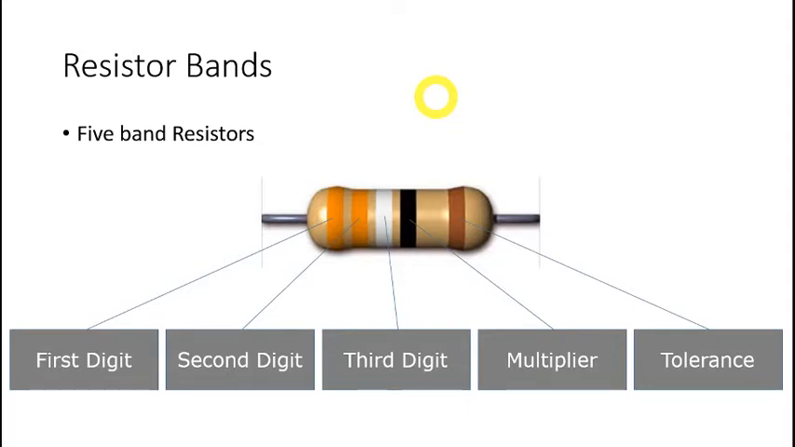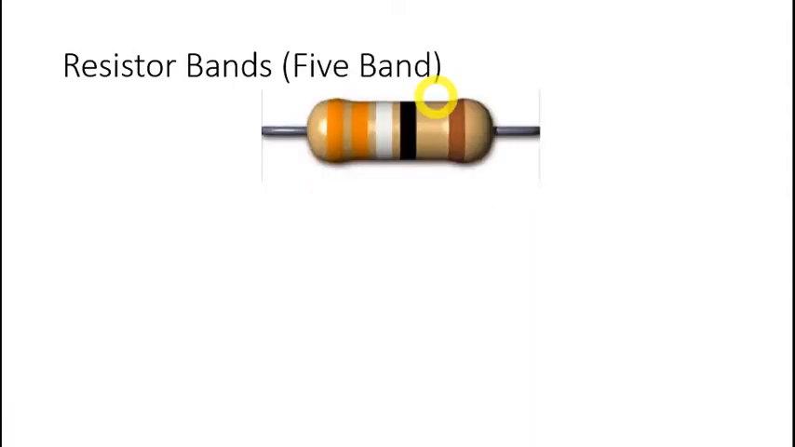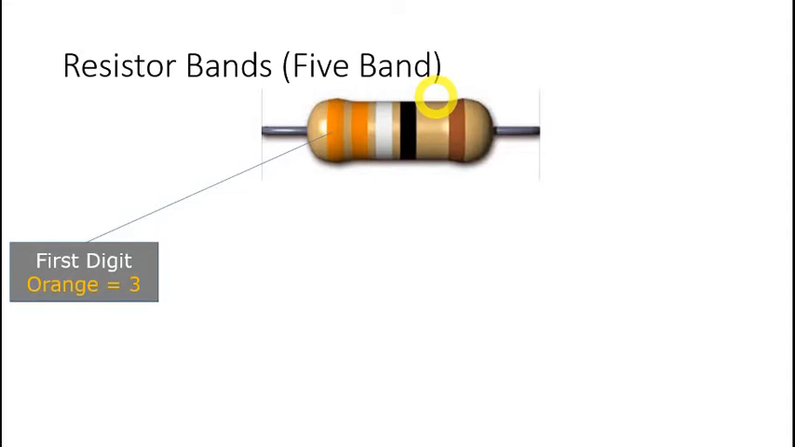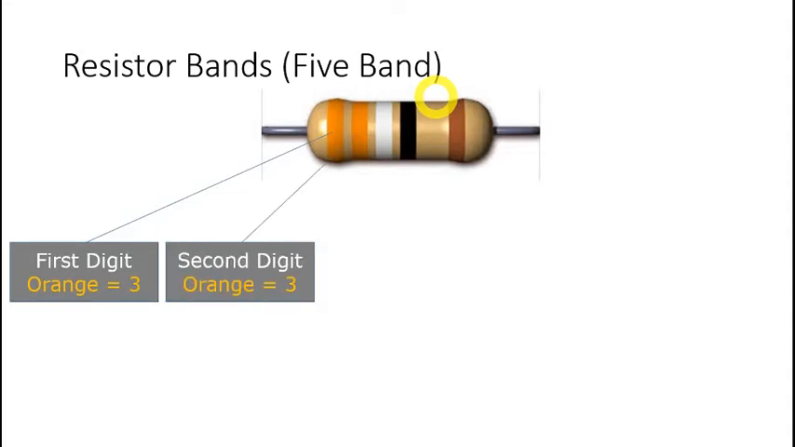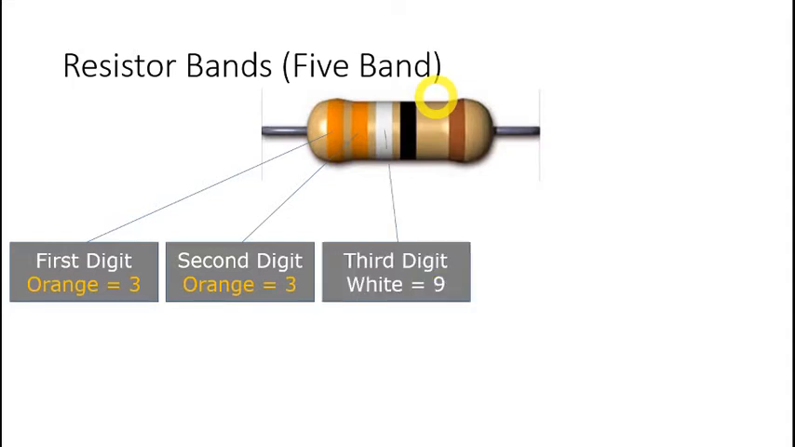And if you notice, that tolerance band is not gold or silver. It's going to change. Remember, a 5-band resistor is a precision resistor, so it's going to even have tighter tolerances than a 4-band resistor. Okay, let's apply this and find out its value. The first digit is orange, so that would be a value of 3. Second digit is orange as well, another value of 3. The third digit is white, so that would be 9.